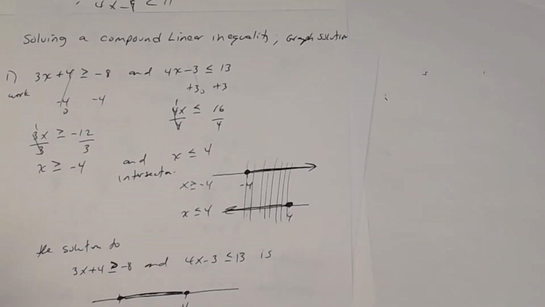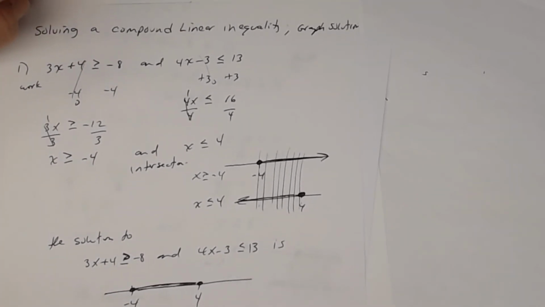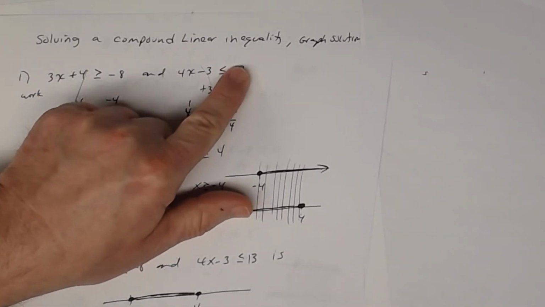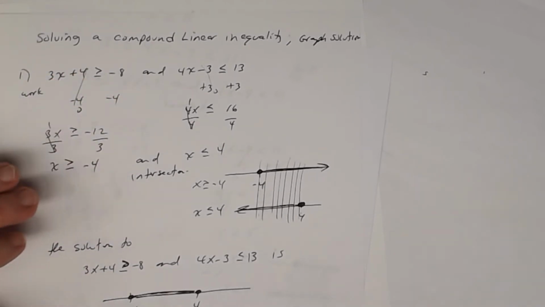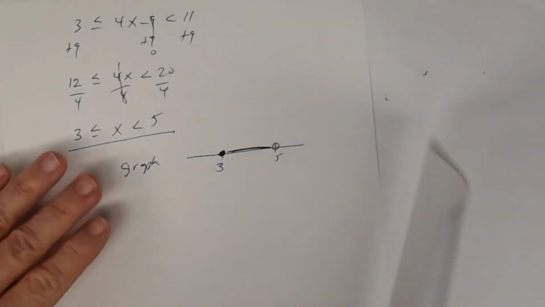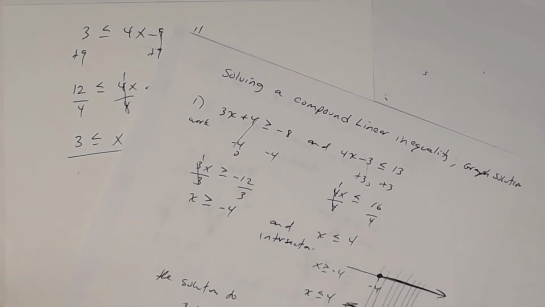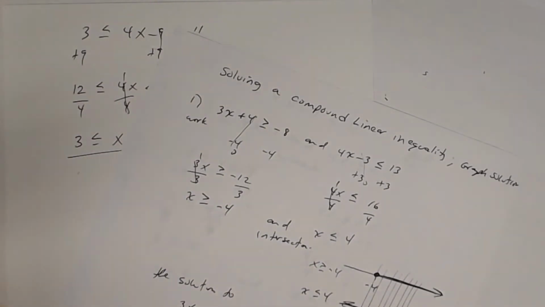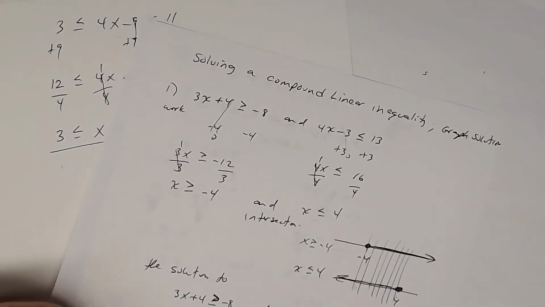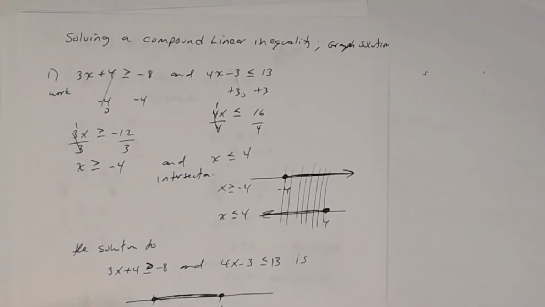So that should help you with the topic on solving a compound linear inequality and then graphing solutions. So these are going to be and statements and also or statements. Okay. All right. So that's going to be it. That is the end of this lesson on solving a compound linear inequality.